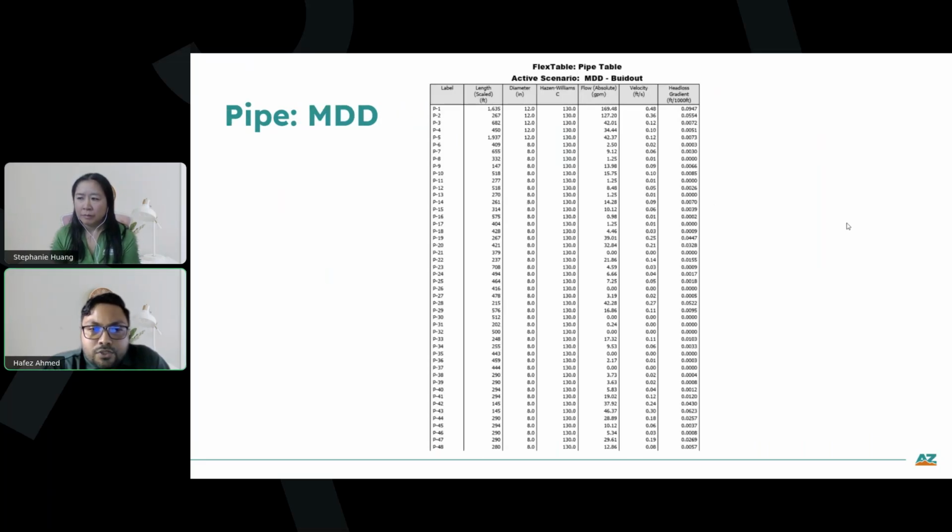So similar to the pipe network, we'd like to see the velocity distribution within the range that is below 10 feet per second. So this result also looks good because all the velocities at different pipe sections for the maximum daily demand are also below 10 feet per second. So it is good. Next slide, please.